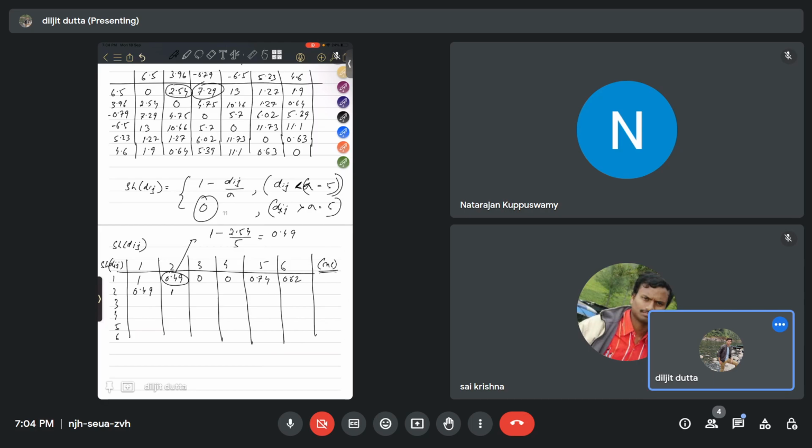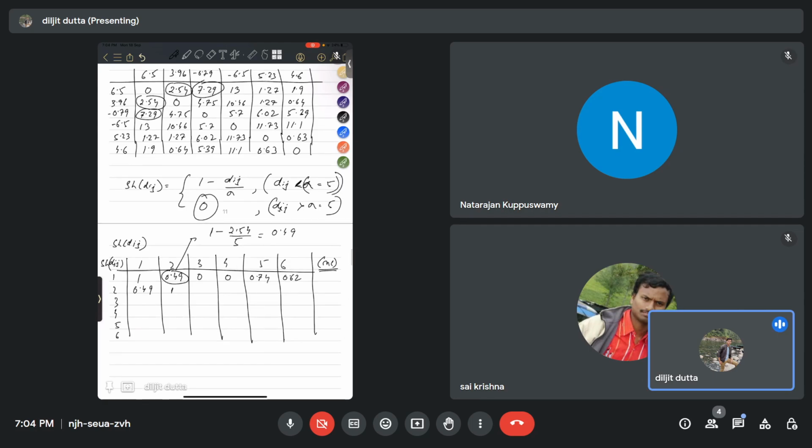Okay. Similarly, for the second one, you can see these two elements are similar. This is a transpose. This is a symmetric matrix, right? So these two values are similar, and the values of similar elements will be the same, so we need not calculate again and again. Okay. For the second row, now the third element is 4.75. For 4.75, we will have S equal to 0.05. Then for 10.46, we will have 0. For 1.27, we will have 0.74, and for 0.64, we will have 0.87.